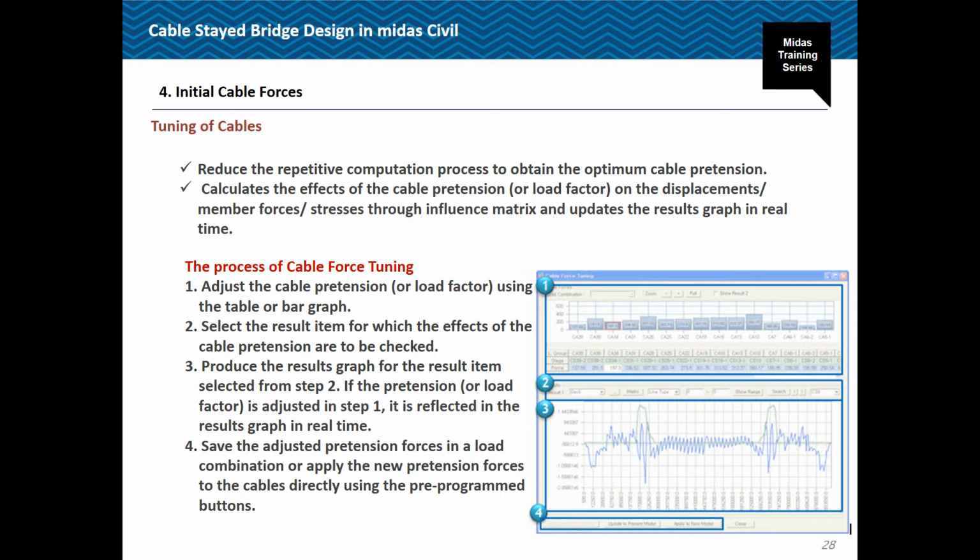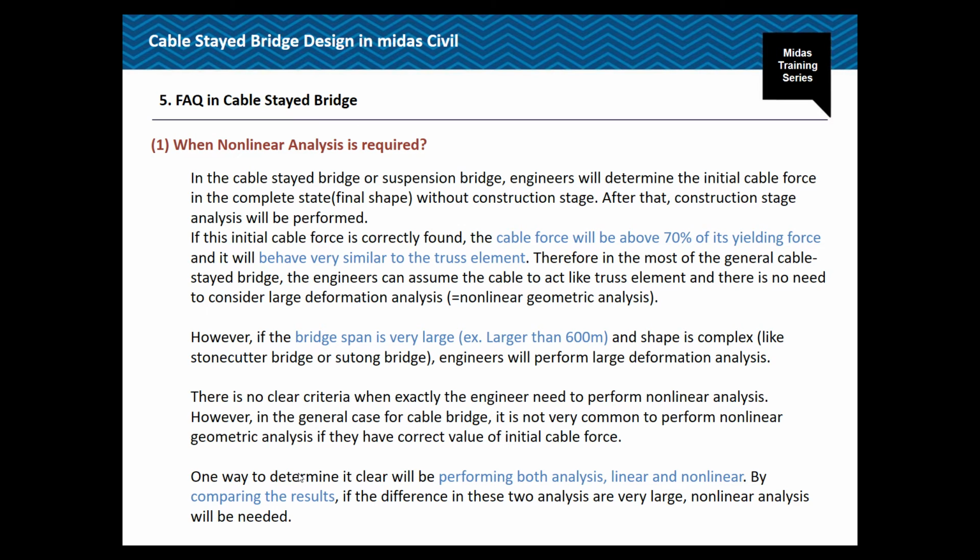So the process of doing a cable force tuning is, first of all, adjust the cable pretension using the table or the bar graph, then select the result item for which the effects is to be checked, which means select whether you want to check the diagram of the deflections, the diagram of bending, shear, whichever is the effect you are interested in. At the same time, you can see for the cables you have selected a green line showing what's the influence line for it. And you can save the adjusted pretension forces as a load combination or apply the pretension into the model and run it again.